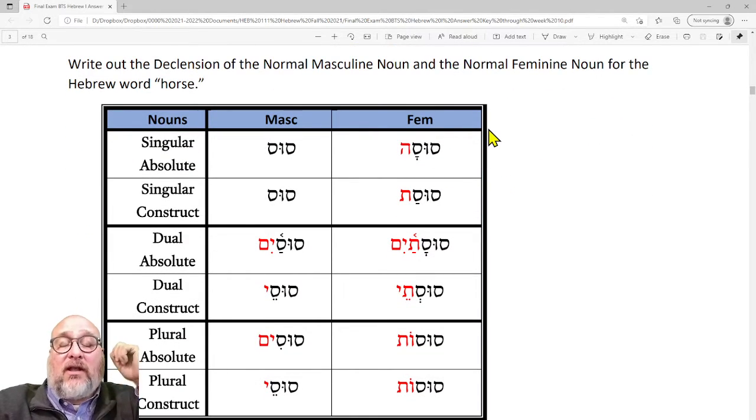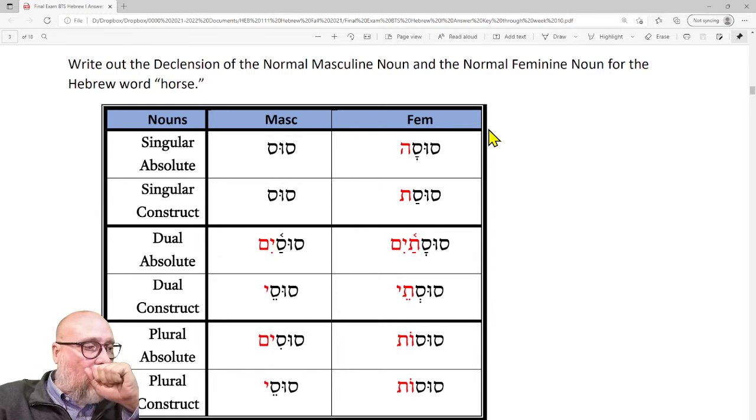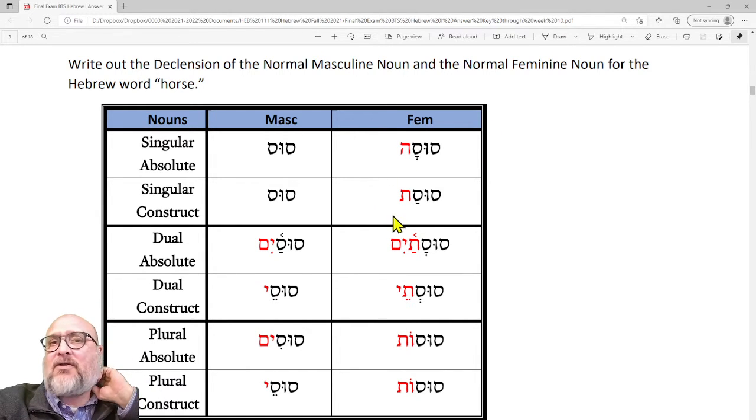What we're learning this week, and we'll go over this in class, is masculine and feminine nouns. Basically, when you make a feminine noun, you add something to what would be the masculine noun. So this is the word horse, and this is a female horse. This is a female horse of. So that's what a construct state will be. We'll learn about that on Tuesday. I'll explain it to you.